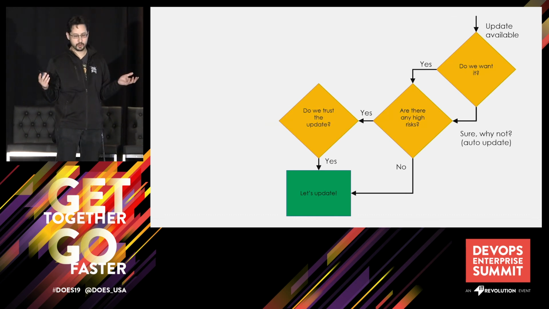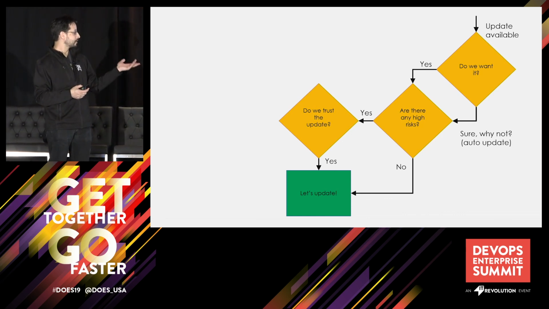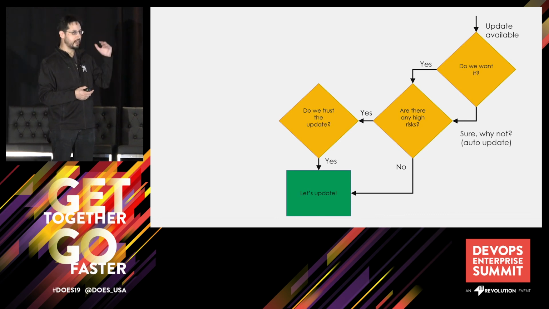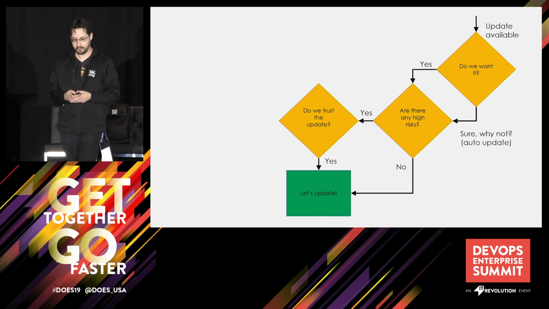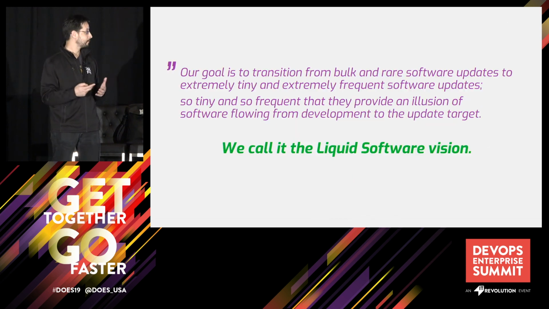OK, so getting back to our diagram. So do we want it? Sure, yes. And even if not, we're going to auto-update you. Are there high risks? If there aren't, great. But if yes, hopefully we now trust the update, and we can actually get folks to effectively update our software and take incremental updates to what you're working on.